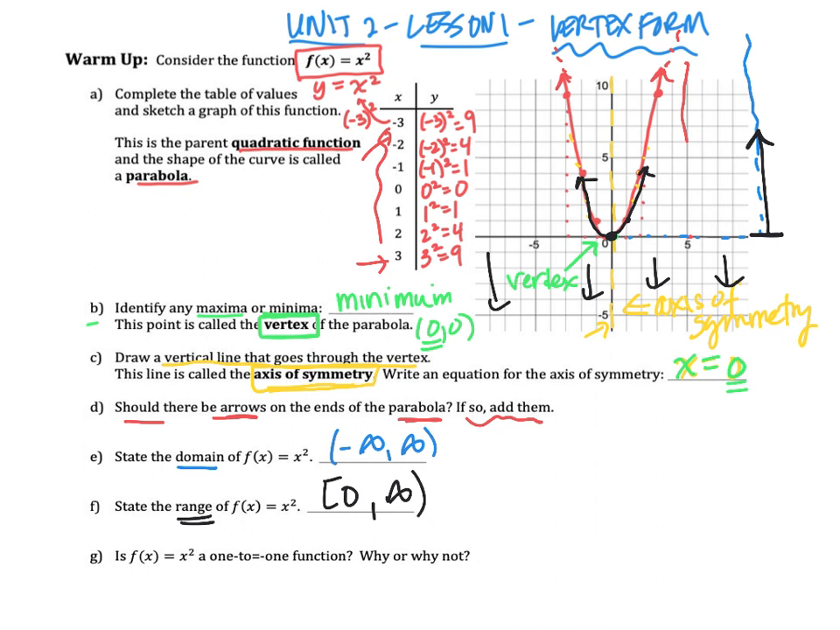Okay, our next question. Is this parabola, the function, a one-to-one function? So hopefully you're shaking your head no, you're already answering that. And why is it not a one-to-one function?